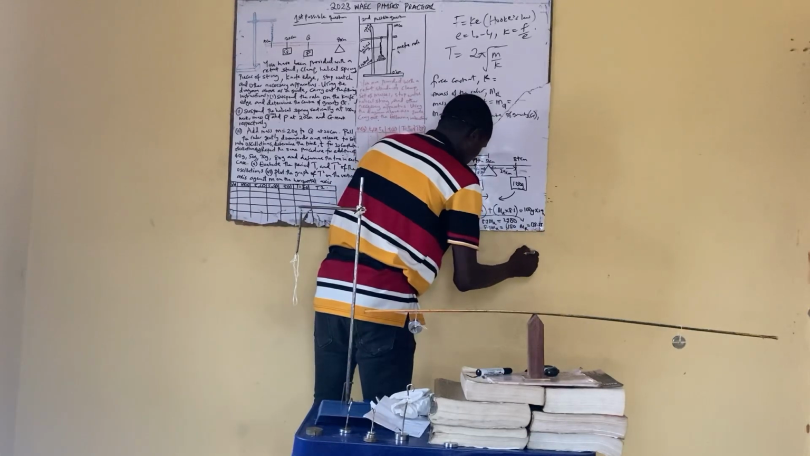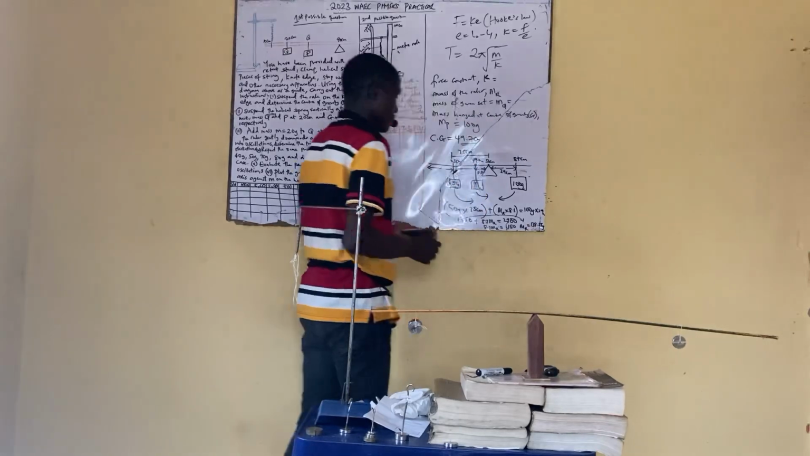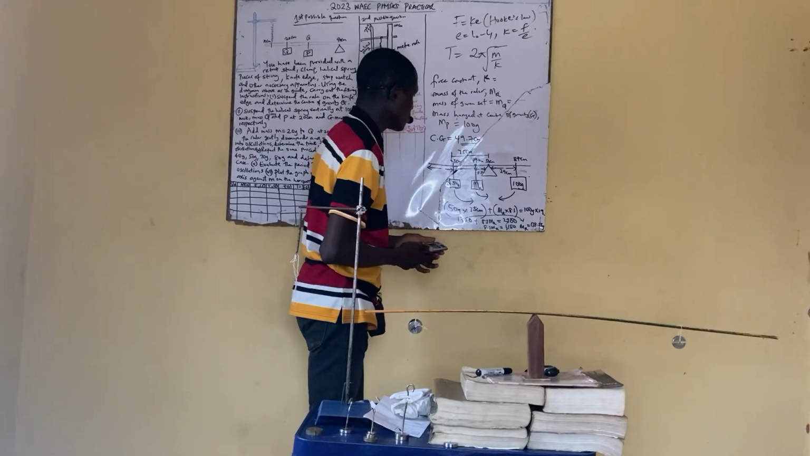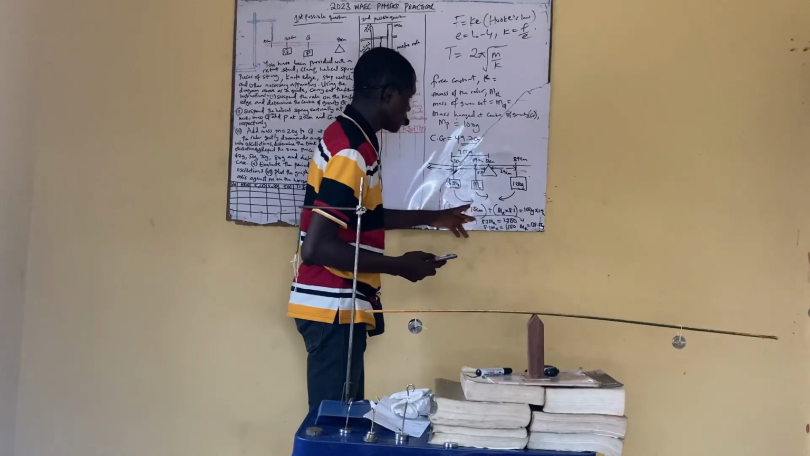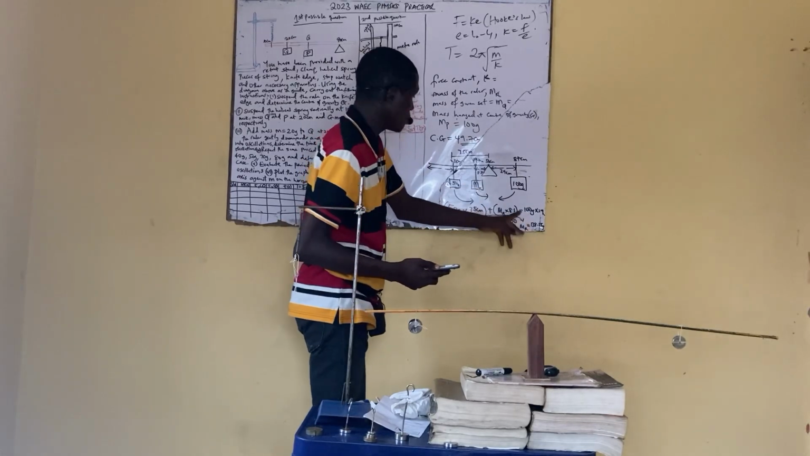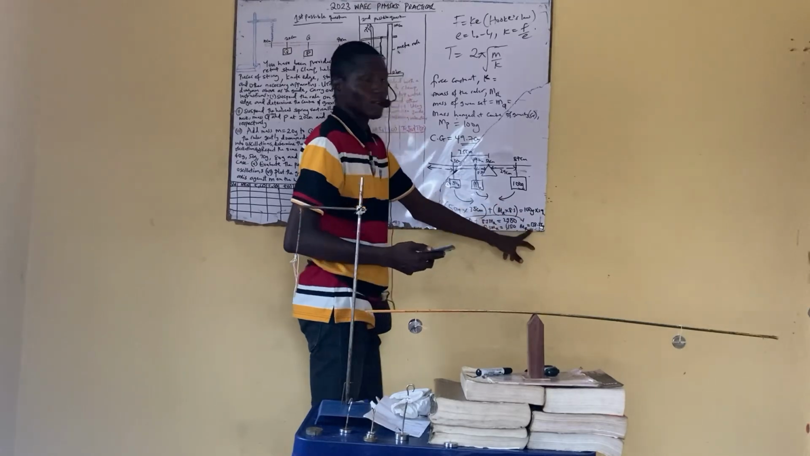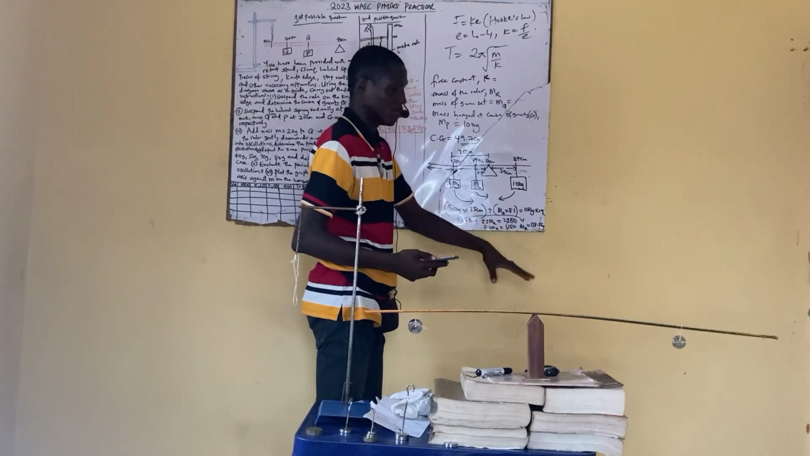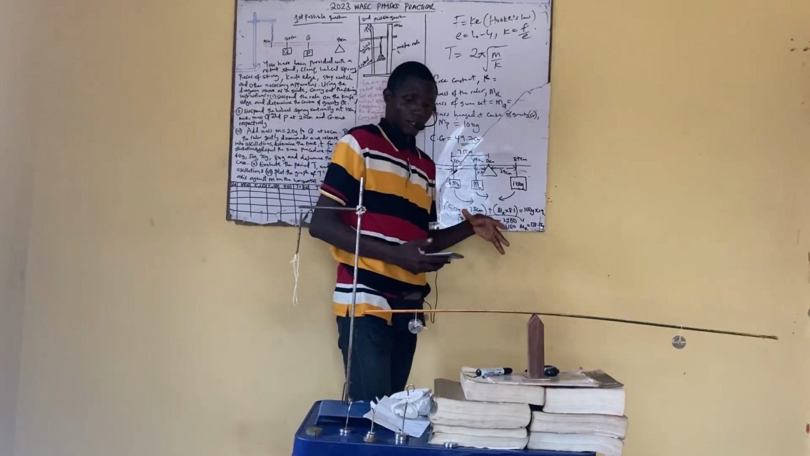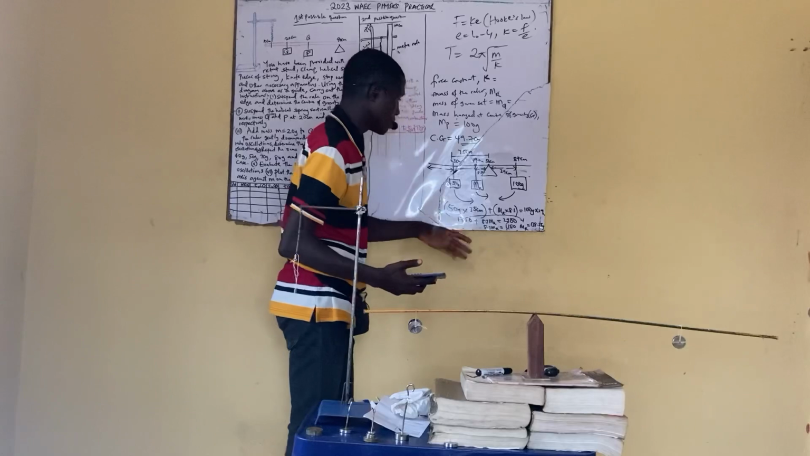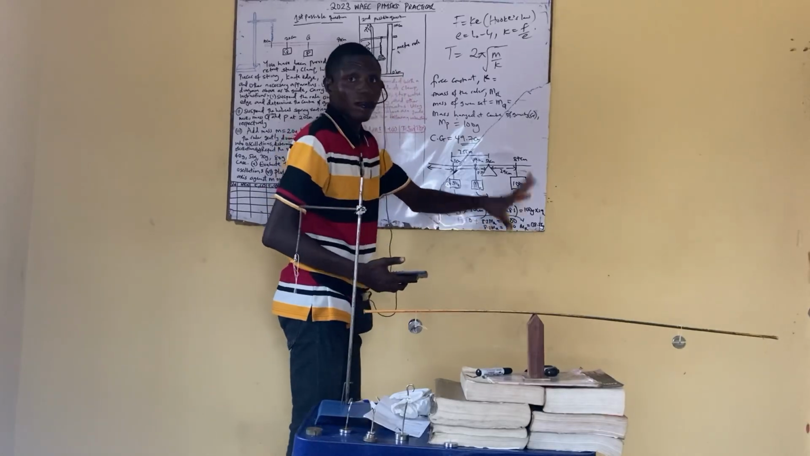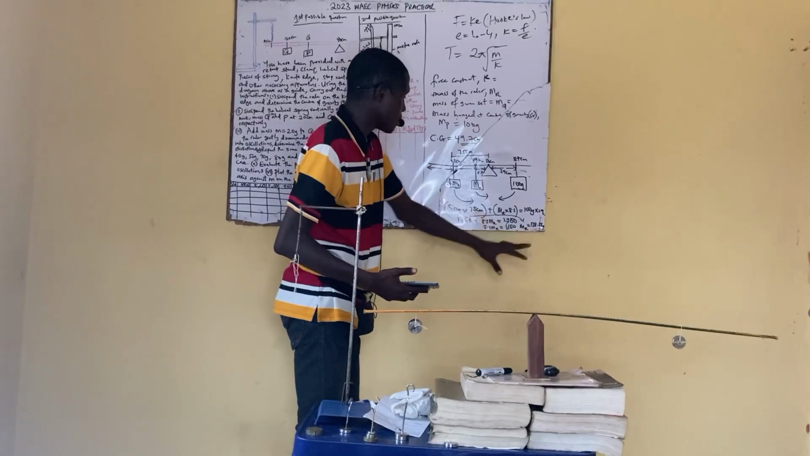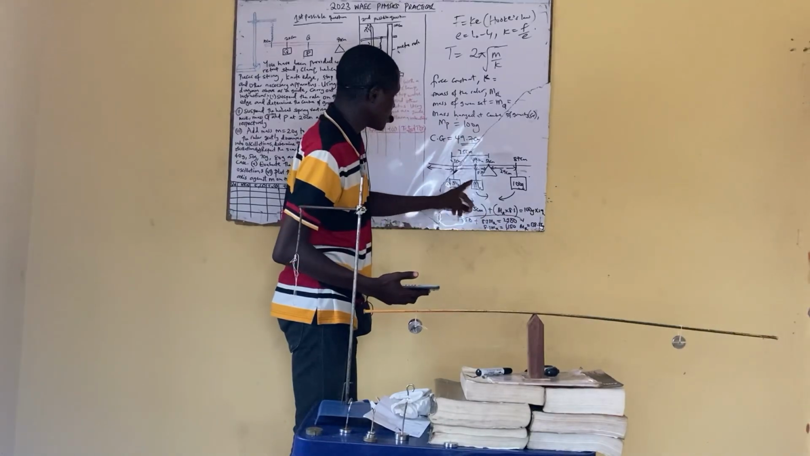138.55 gram. According to this one, this is 138.55 gram. You can see how I calculate the mass of the ruler: 138.5 gram, depending on the ruler you are using in your school. So this is 138.55 gram.